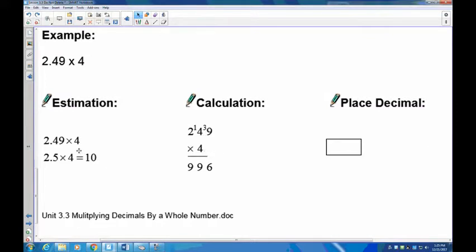So now I need to remember where my estimation was. I have to have a number close to 10. Well, when I'm doing my numbers here, if I put it here, that's going to be 9. If I put it here, it's 99. If I put it there, it's going to be 0.9. So the only place to put it is right there. That means that my decimal, when I place it, is going to be between the two 9s, and that's going to give me 9 and 96 hundredths, or 9.96.